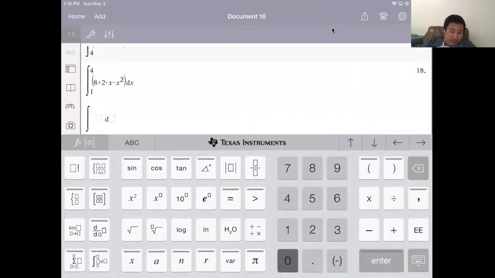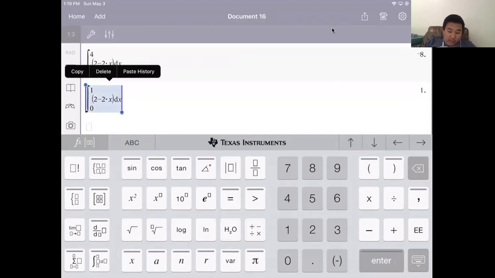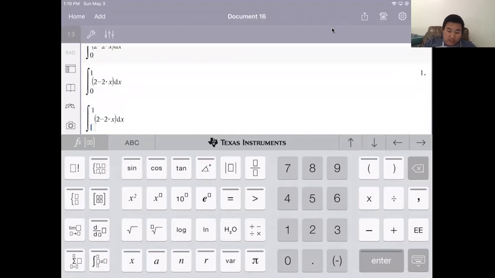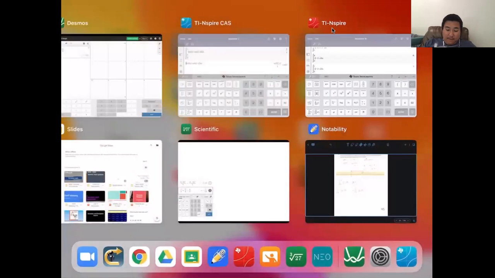And you go from 0 to 4 of 2 minus 2t dt. There you go. And you get the integral from 1 to 2, 0 to 1 of 2 minus 2x dx. Enter. And you have the integral from 4 to 1, total of 9. So you got a total of 10 on the other, and then displacement is -8. There we go.